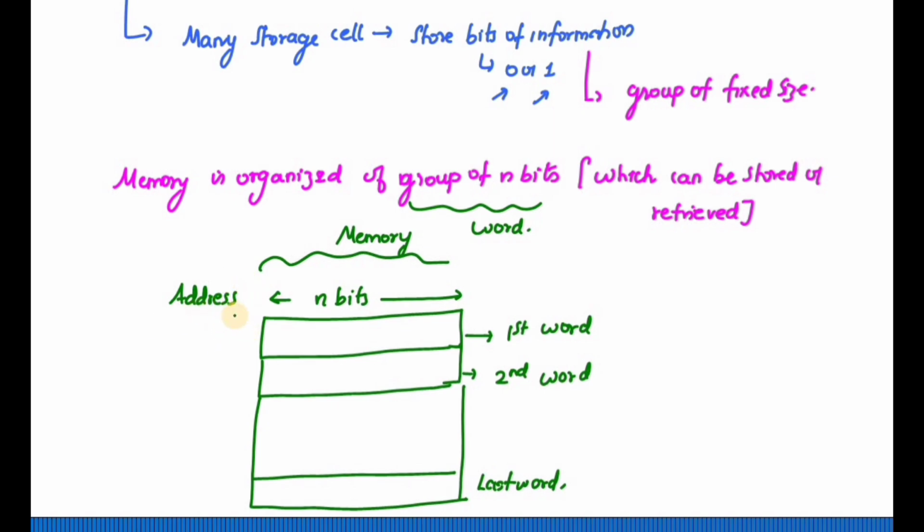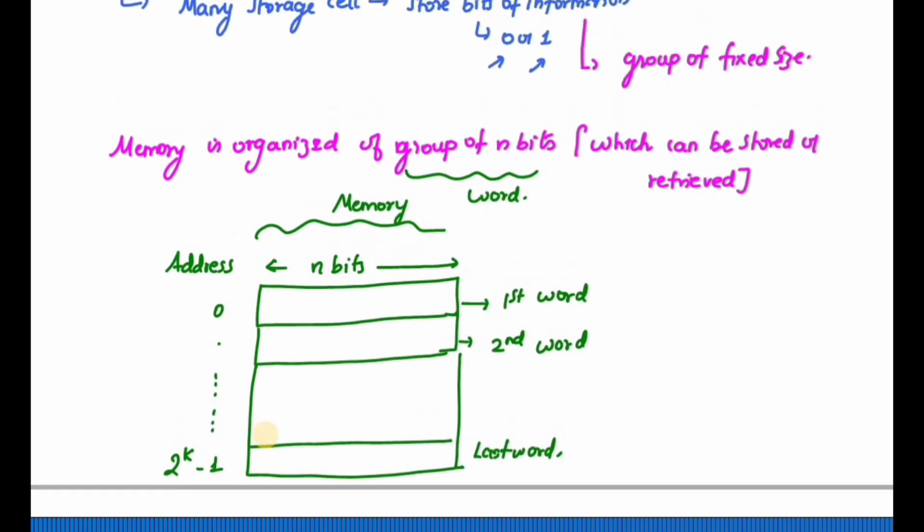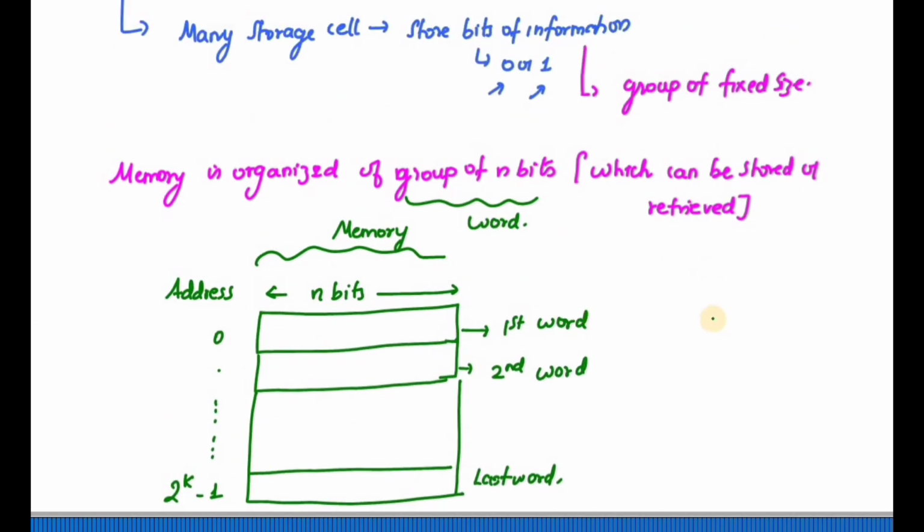Let me take the addresses as 0 up to 2 power k minus 1. Here the 2 power k represents the address space of the computer.